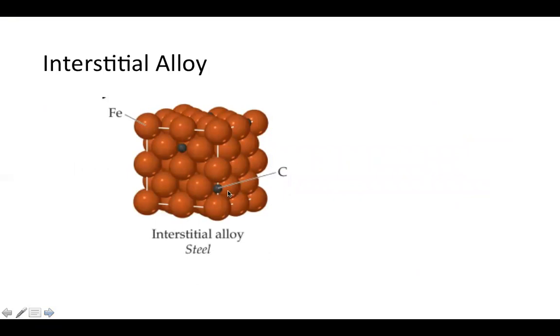Here's an example of an interstitial alloy: carbon, which is a lot smaller than iron. If you look on the periodic table, you could predict that iron is going to be larger than carbon because it's in the fourth principal energy level, whereas carbon just ends in the second period. So carbon, which is smaller, will fit in between the spaces of the iron atoms.